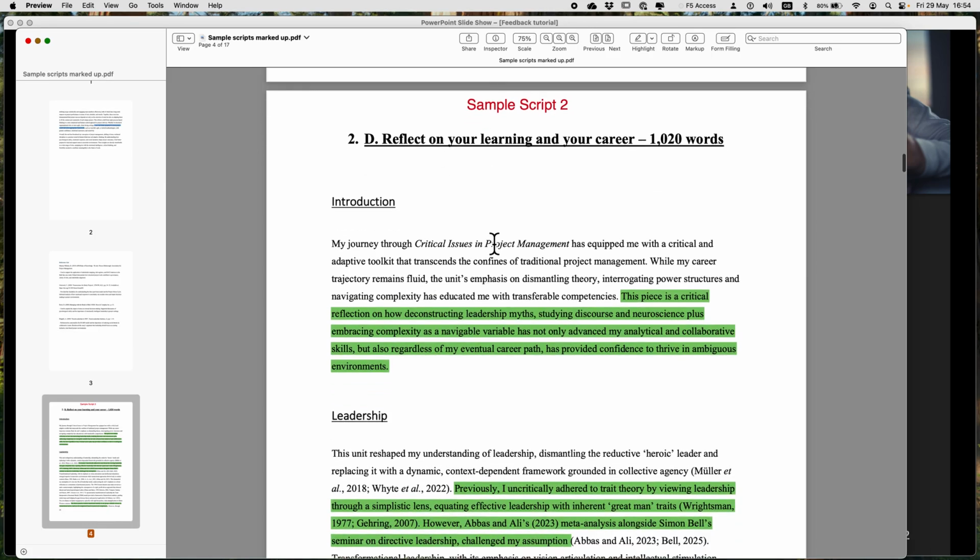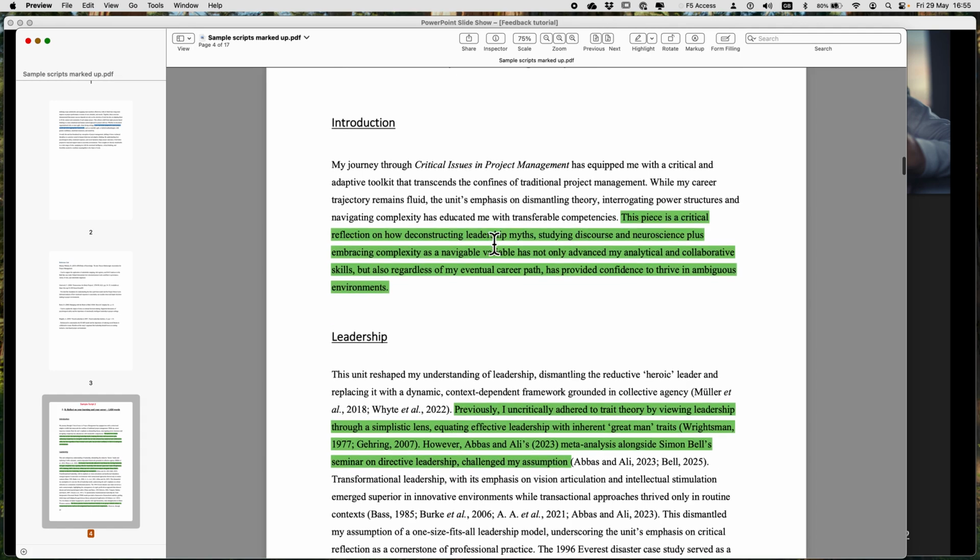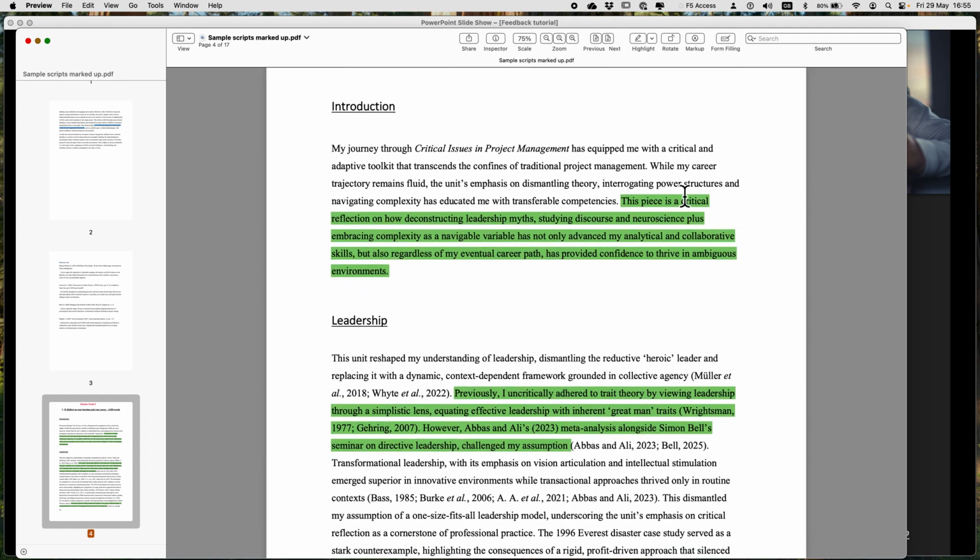Now let's contrast that with the second sample. It's longer, and in a sense that is important because they've written more about more topics and allowed themselves more space to demonstrate their understanding. Again, it starts out really strong. "This piece is a critical reflection on how deconstructing leadership myths," etc. So contrast this to the opening statement in the first one.